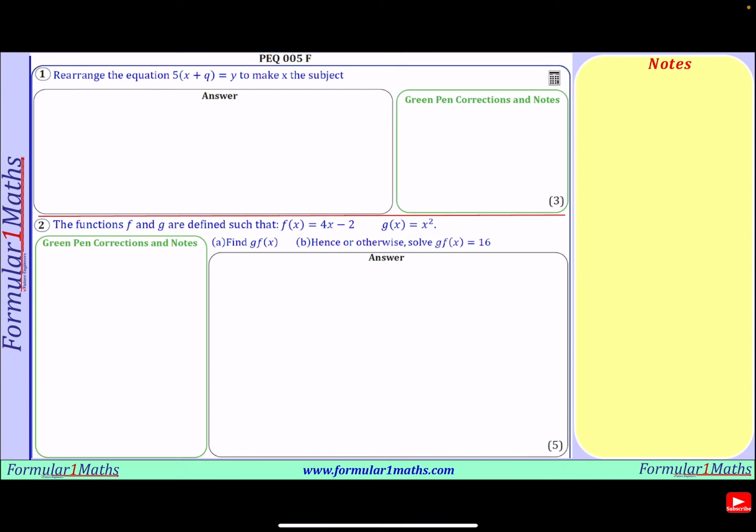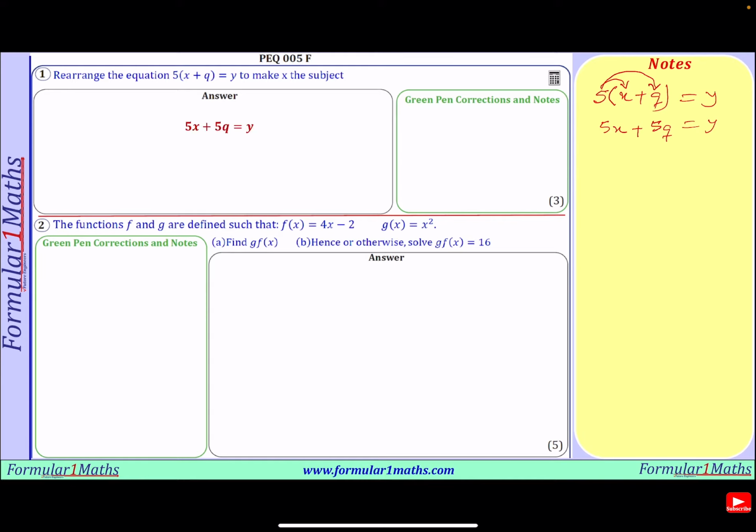Question 1. Rearrange the equation 5(x + q) = y to make x the subject. The first thing we do here is to expand the brackets. If I expand this bracket, I'll do 5 times x, which is 5x, plus 5 times q, which is 5q, equals y. So we get something like that.